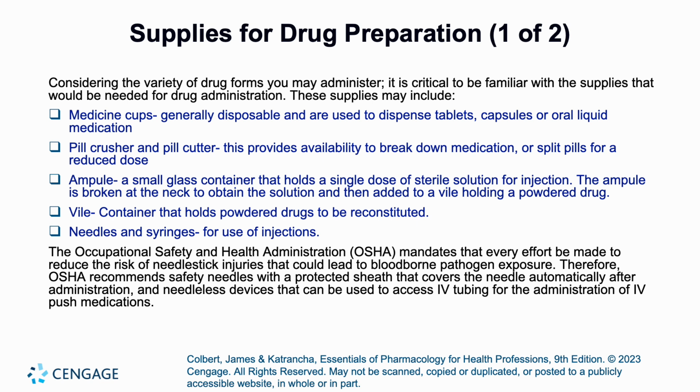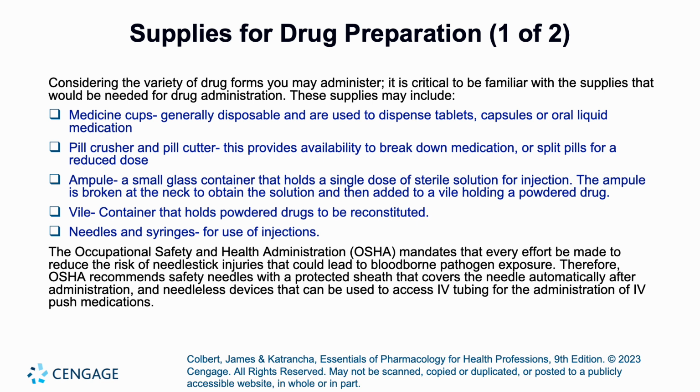So depending on what type of drug preparation you are doing, you will need supplies. Considering the variety of drug forms you may administer, it is critical to be familiar with the supplies that would be needed for drug administration. These supplies may include medicine cups. Generally, these are disposable and are used to dispense tablets, capsules, or oral liquid medication. If it's used for tablets or capsules, it doesn't have to be marked, but for oral liquid medication, you should be using a marked medicine cup that has measurement lines.